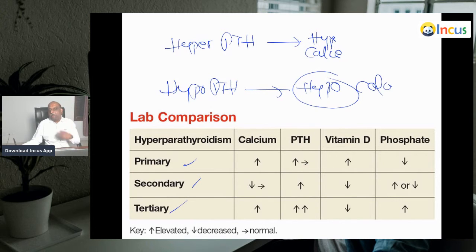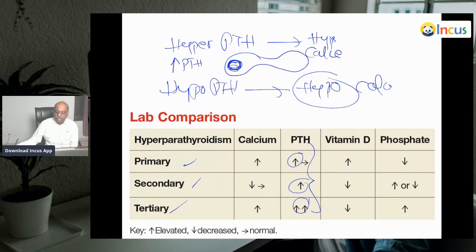Okay, what is primary hyperparathyroidism? If the parathyroid glands are having an adenoma that is producing excessive PTH. So whether primary, secondary or tertiary, in all 3 PTH is elevated. Calcium is elevated in primary and tertiary.